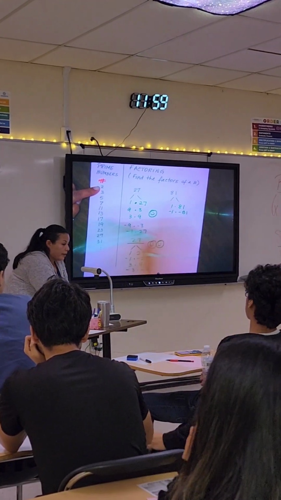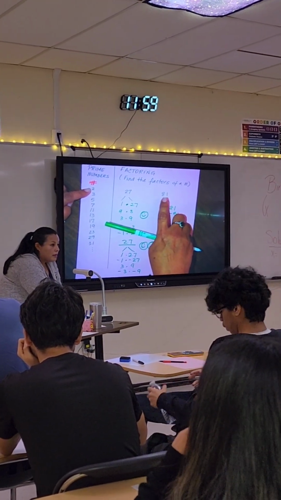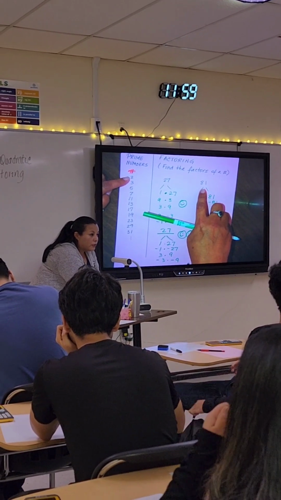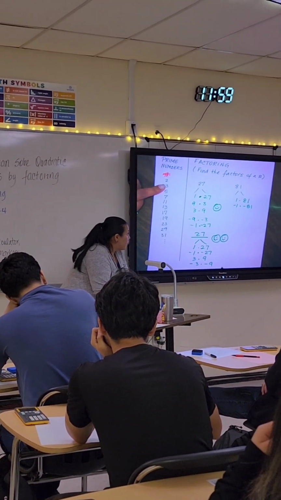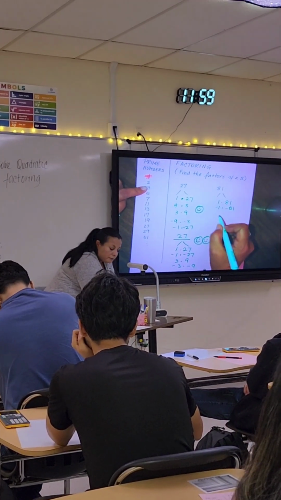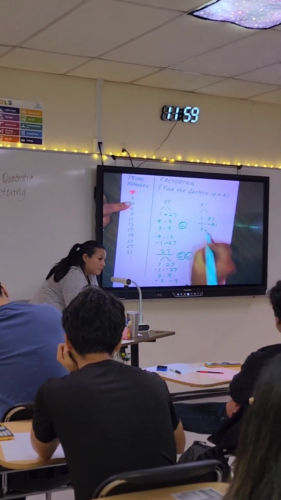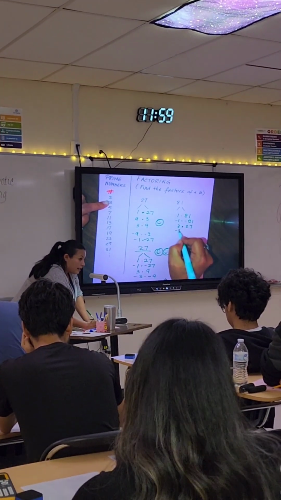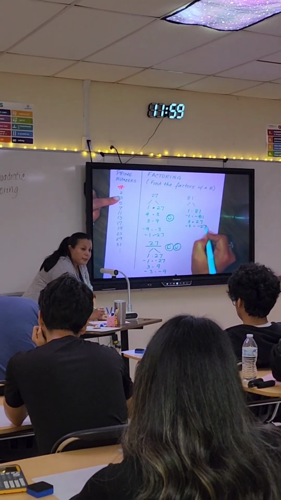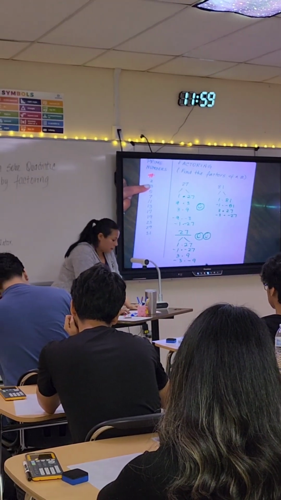2 is a prime number. 81 is not an even number, so it's not divisible by 2. So I don't need it. Then I'm going to go with a 3. 3 times what? 27. Very good. Or negative 3 times negative 27, because we want a positive product.